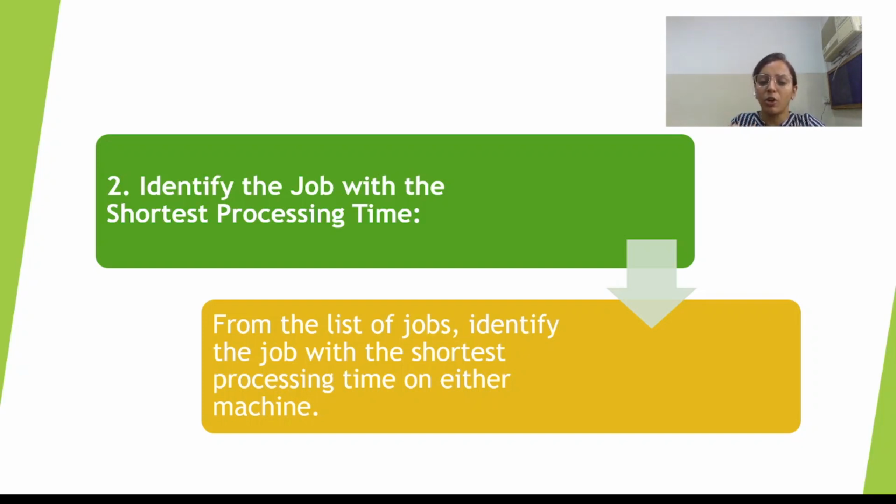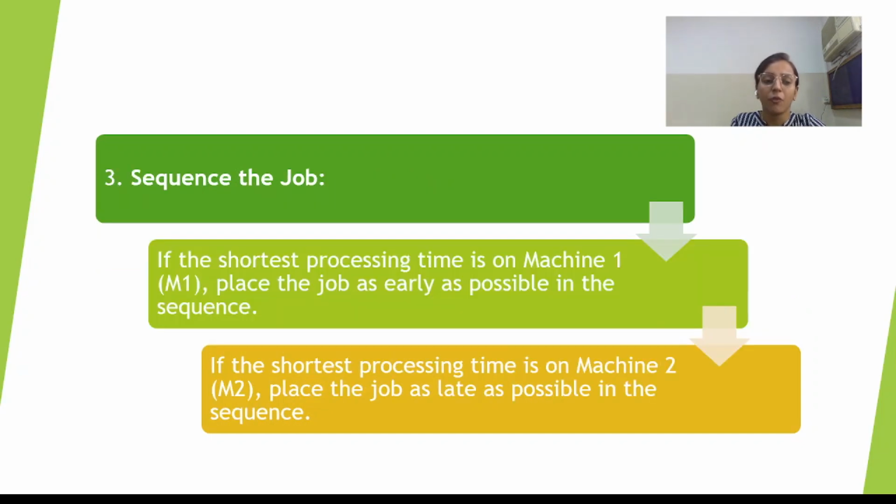From the list of jobs, you have to find out the shortest processing time, which can be earlier. With this, we are able to find the sequence of the jobs, that is, on which machine which job will be in the first part or the second part. But on the third point, we have to decide: if the shortest processing time is on machine 1, then the job will be done as early as possible in the sequence.